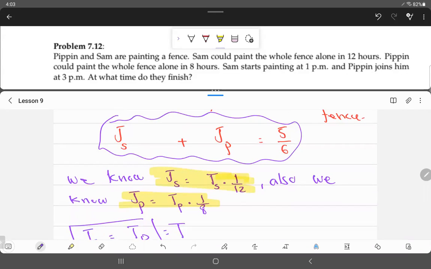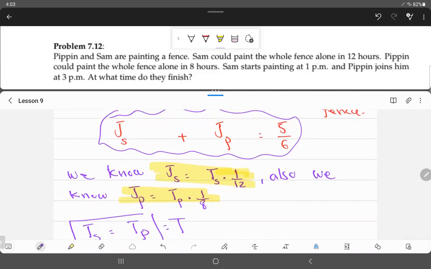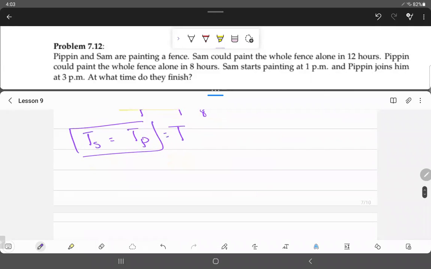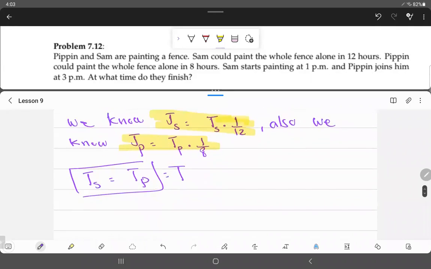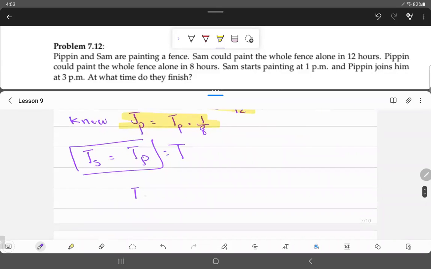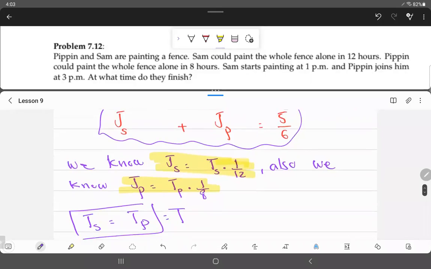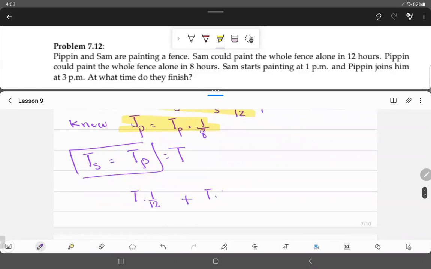So let me go back to this relation now. The job that is going to be done by Sam plus the job that is going to be done by Pippin, if we add them, they have to finish 5 of the 6 of the fence, right? So what is JS? JS is T times 1 over 12 plus JP, which is T times 1 over 8. This equals 5 over 6. Do you agree?